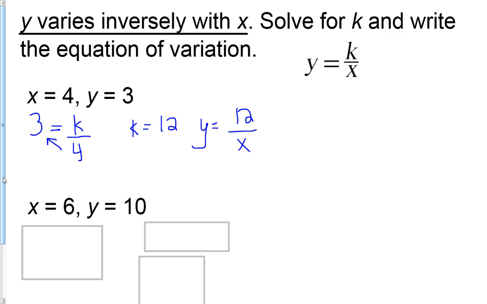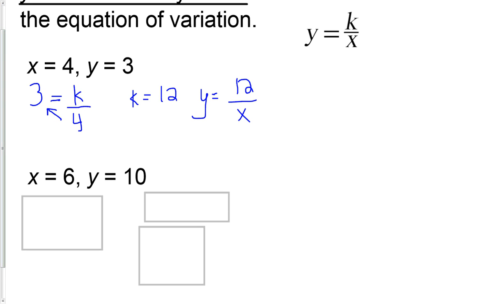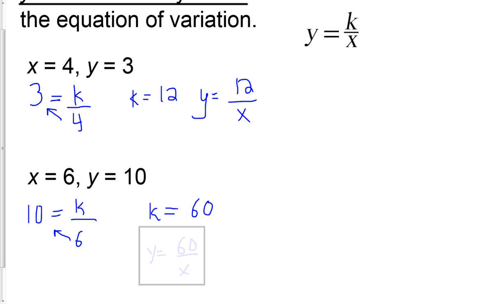Next one, try it on your own. Hopefully you get the pattern at this point. And hopefully you pause for that. Unpausing, we get 10 equals k over 6. 10 times 6 is 60, so k is 60, and y is 60 over x.